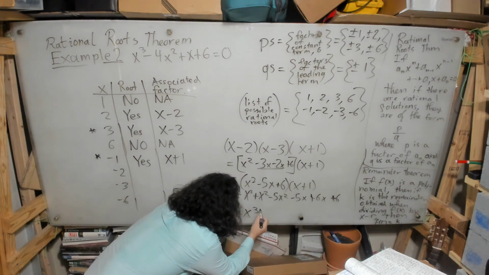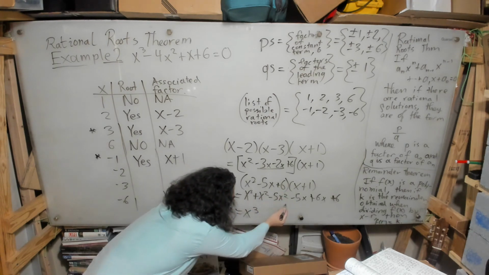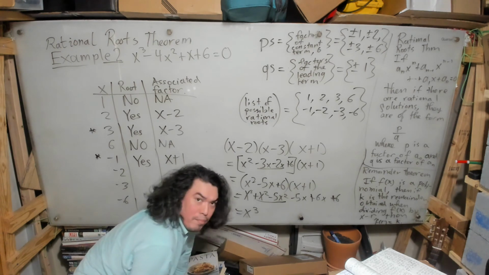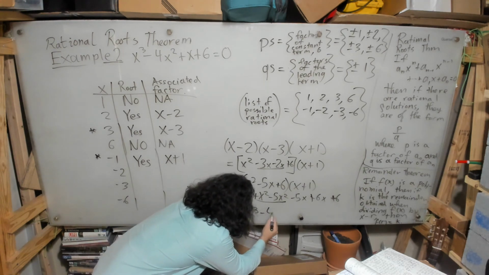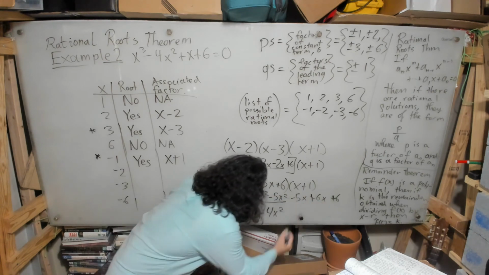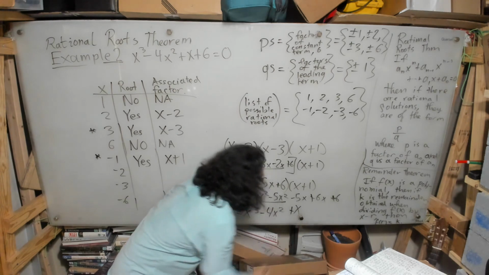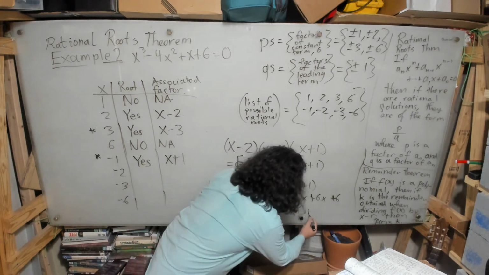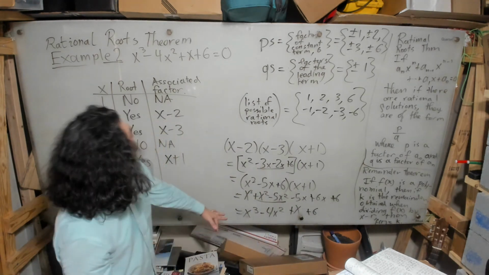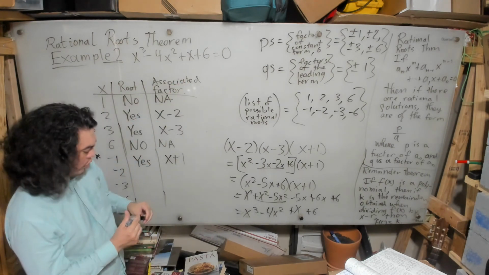What is x cubed? So the x cubed is by itself. There's no other terms with an x cubed in there. Now look at this. I have an x squared minus 5x squared. That's negative 4x squared. I have a negative 5x plus x plus 6x. That will give us plus x. And then I bring down the plus 6. And you can see that that is precisely the polynomial on the left-hand side of our equation.